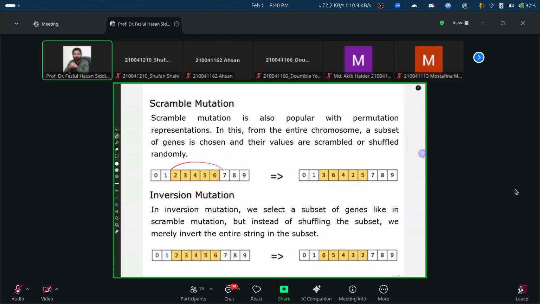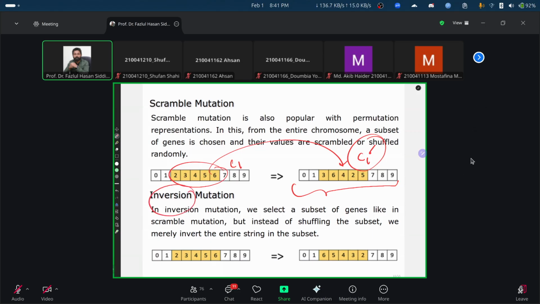After the scrambling, you can see the 1, 2, 3, 4, 5, 6 is now scrambled. It's just shuffled, like 2, 5, 3, 6, 4, 5, etc. So this was child one, and this is child one hash. It means that child one has been reformed after the mutation, and that is called the scramble mutation.